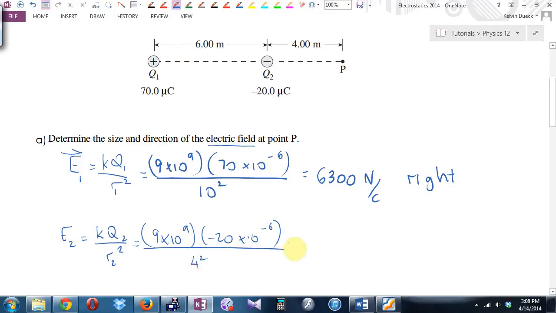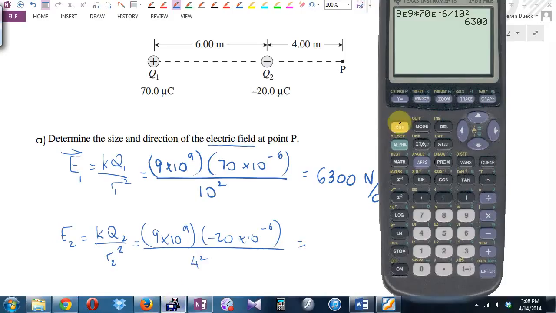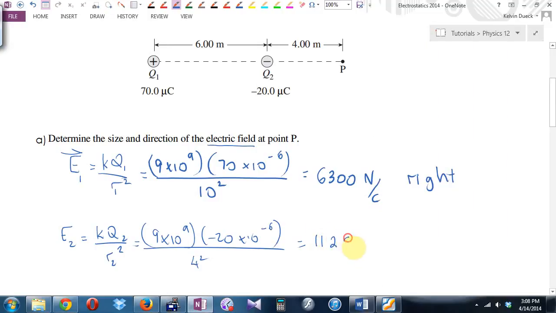4 squared. I think I can just change a few numbers. That's a 20. Delete that, make that a 4. And I get 11,250. Direction. Which way would a positive want to move if it could because of charge 2? Left.